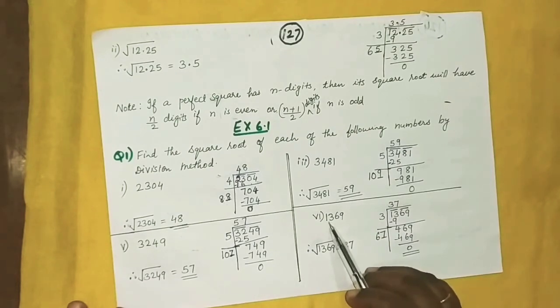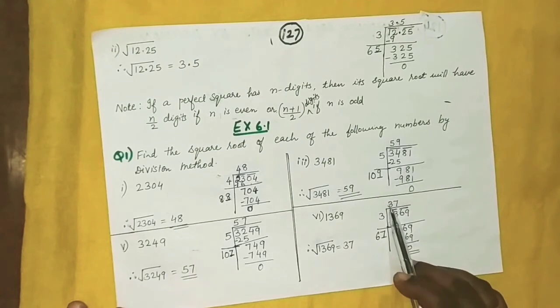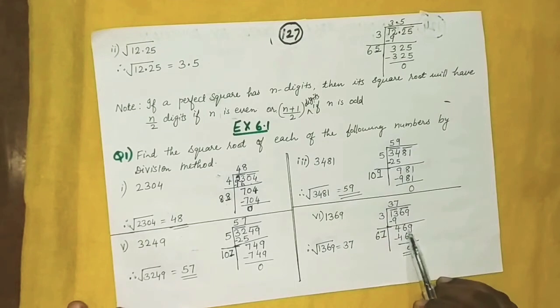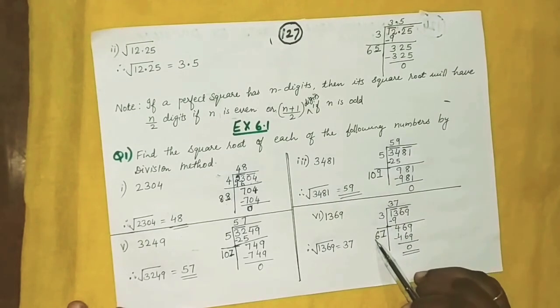Sixth question, 1369. Same way, pairing from right to left into 2 digits. So 13 together and 69 together. Now 3 3s are 9. 13 minus 9 is what? 4. Now the number is 469. This pair also we wrote here. Now double of 3 is what? 6. I wrote it here.